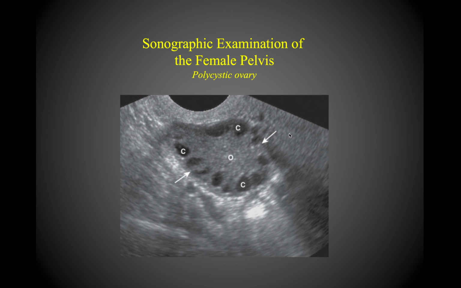This is another view of an ovary. So again, you can kind of get a sense of the outline of the ovary here on the ultrasound image. And you'll notice that there's an abnormally large number of cystic follicles in this individual. And so this is an example of polycystic ovary disease.